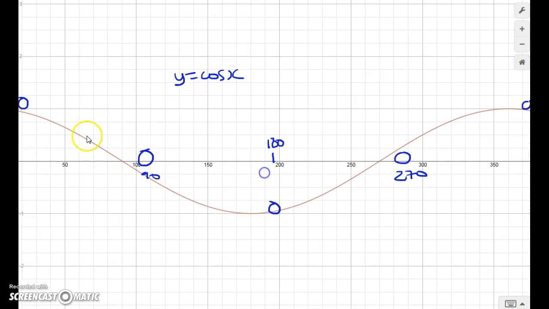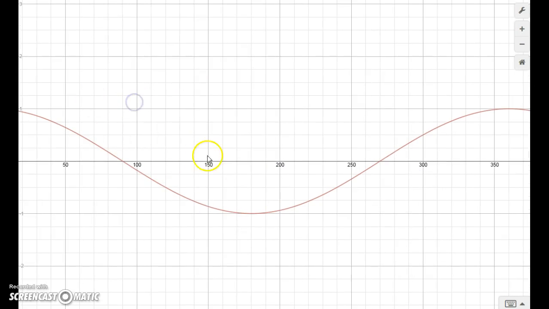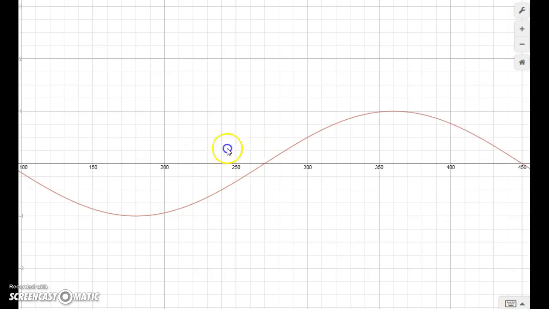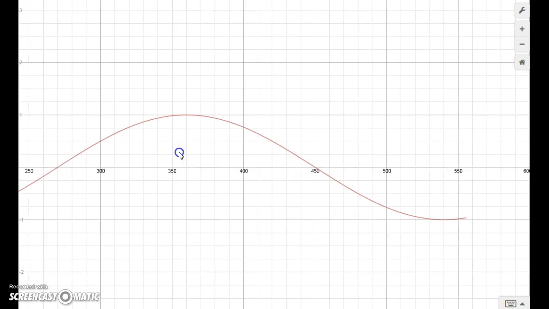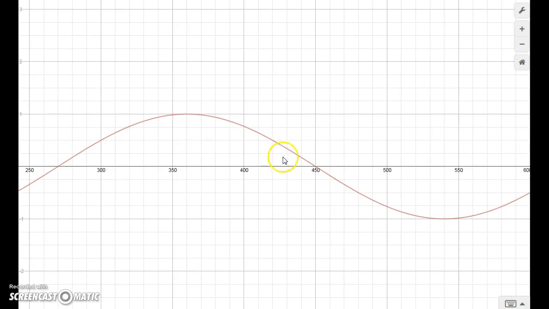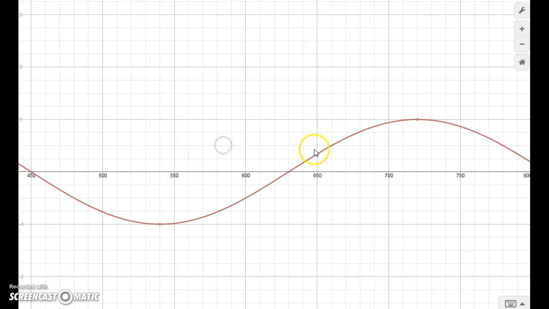So if I was to drag this wave, the cosine wave, you can see it goes on and on and on forever. So if I was to keep on dragging it, on and on forever.